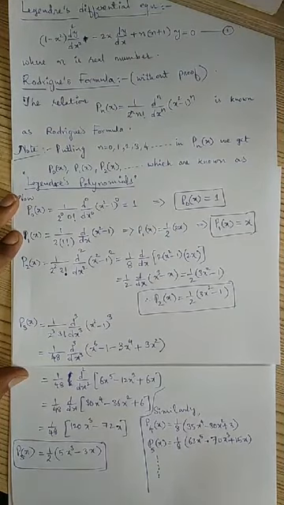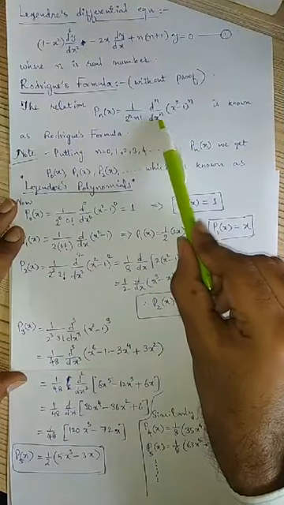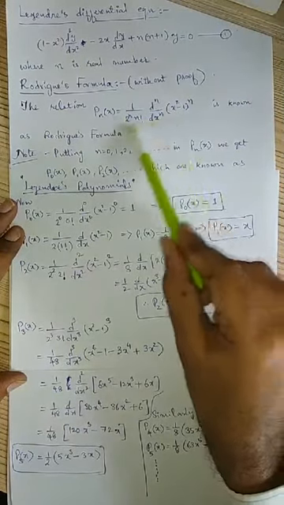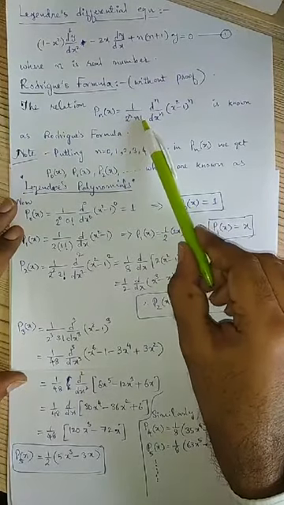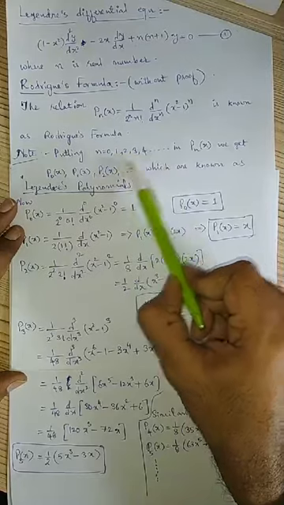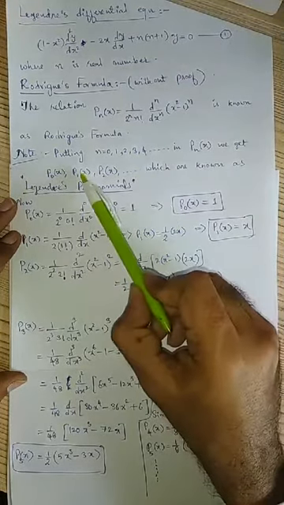So first is Pn of x, you have to remember. Pn of x is given by 1 by 2 power n factorial, nth derivative of x square minus 1 whole power n. This is called the Rodrigues formula. Right? In Rodrigues formula, when we substitute n equals to 0, 1, 2, 3 and so on, we will be getting P0, P1, P2, P3 and so on. So we will derive one by one.